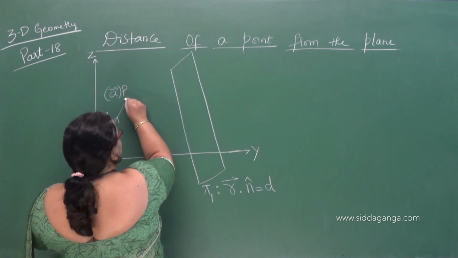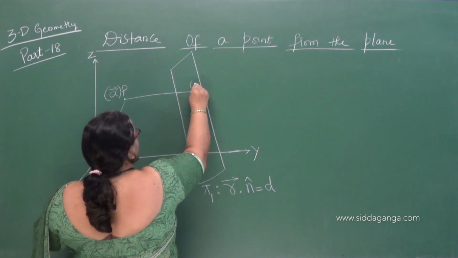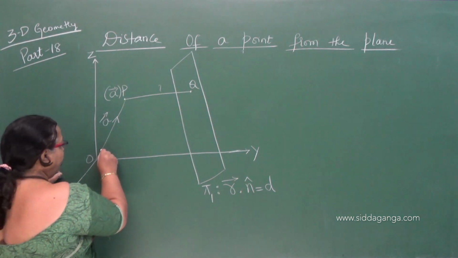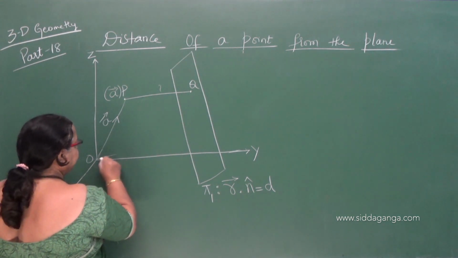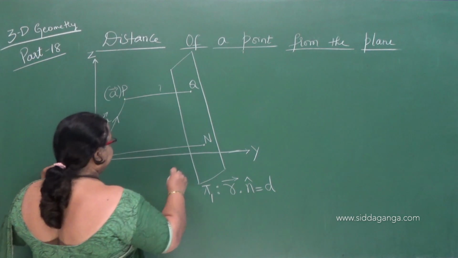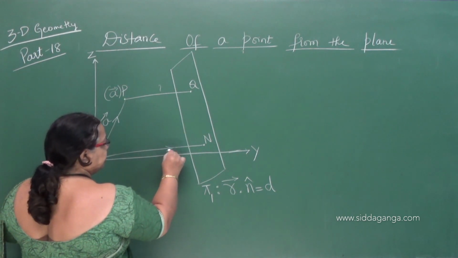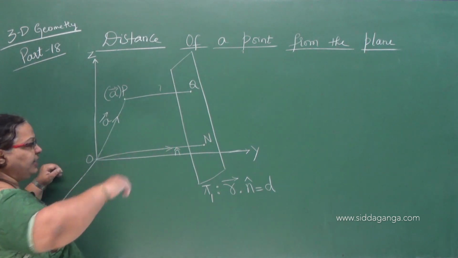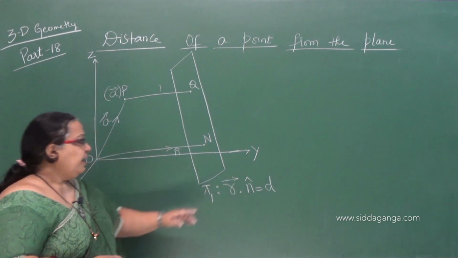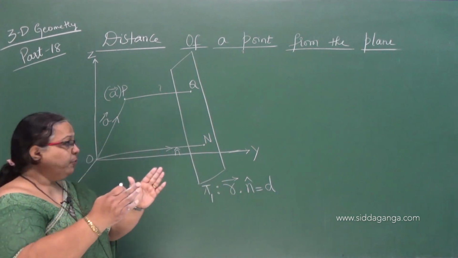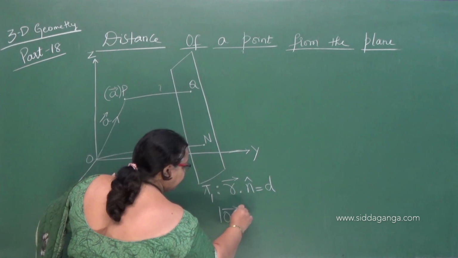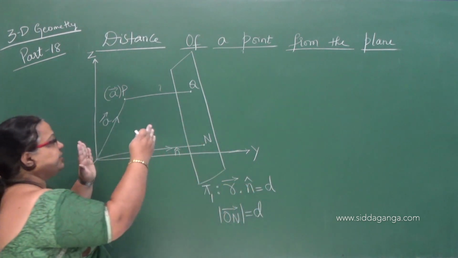Now you take a point, you draw the perpendicular, you take this point Q. This distance PQ is what we have to find. We draw a perpendicular from the origin to the plane, you take that point as N, and this is the unit vector along the direction of vector ON, taken as n cap. So the magnitude of this vector is ON. The magnitude of ON, that is the normal vector, its distance is taken as d.